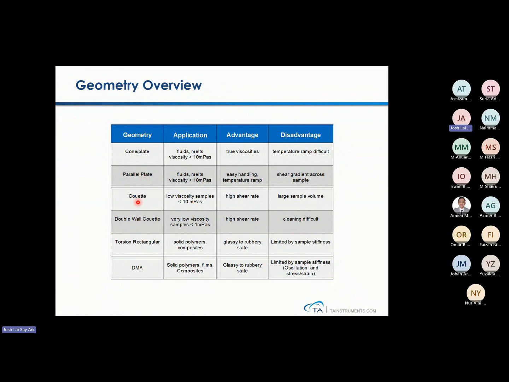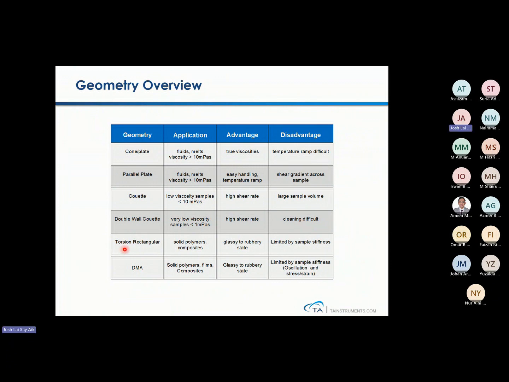While for single wall rotor bob, typically for less than 10 millipascal seconds, you can go for a very high shear rate, and it can minimize evaporation. But you need a larger sample volume in this case to fill up the cup. For double wall, again, for samples having extremely low viscosities, you can go for high shear rate, but the cleaning is quite difficult because you need to fill up the slit.